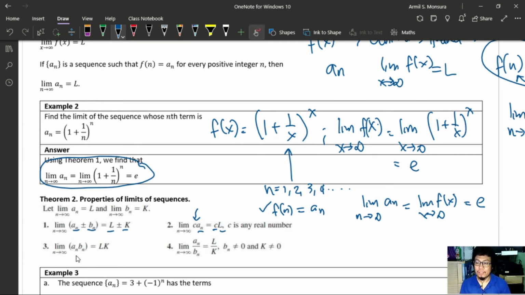If you're getting the limit of the product of two sequences, then you can simply multiply the limits. And if you're obtaining the limit of the quotient of two sequences, you can simply divide their limits, provided that the denominators are not 0.